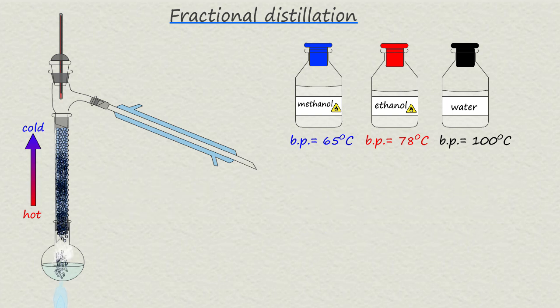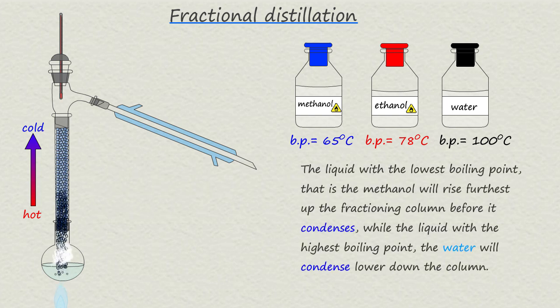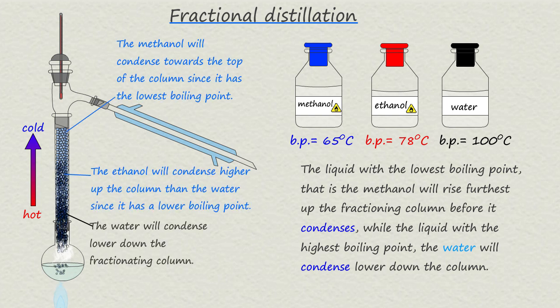Now the liquid with the lowest boiling point will rise further up the column before it condenses and turns back into a liquid. And so in the fractionating column, what you will have is the liquid with the lowest boiling point closest to the top of the column, in this case the methanol, and in the middle of the column will be the ethanol vapours which will be condensing, while the water will be at the bottom of the column and it will condense and simply drop back into the flask.